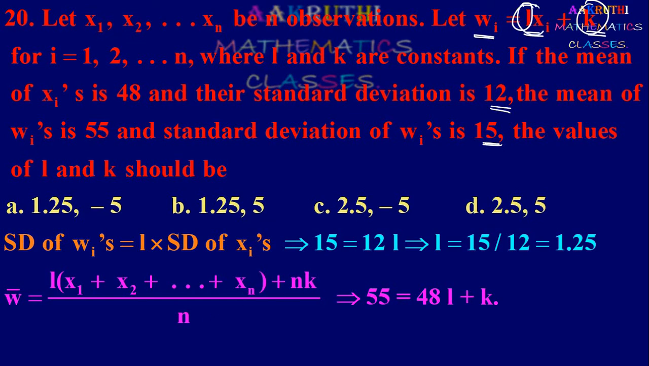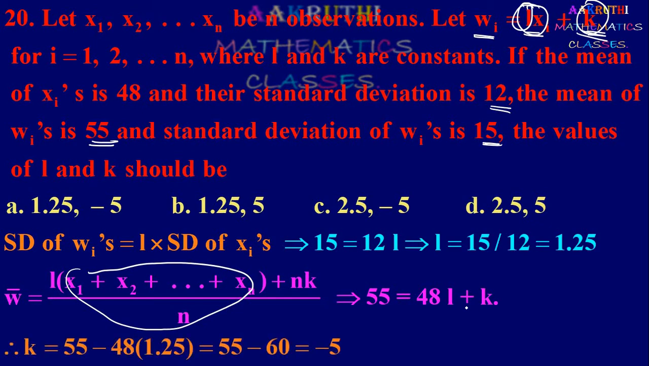So when we add all these terms, L is common, we get L into x1 plus x2 plus x3 up to xn, and when we add k n times, we get nk divided by n. That is, the mean of the W series is L into x1 plus x2 plus up to xn plus nk, divided by n. So when we divide this, we get the mean of the xi series, which is 48, into L as it is, and here n gets cancelled, we get k only. It is given the mean of the wi series is 55. Therefore we get 55 equal to 48L plus k.